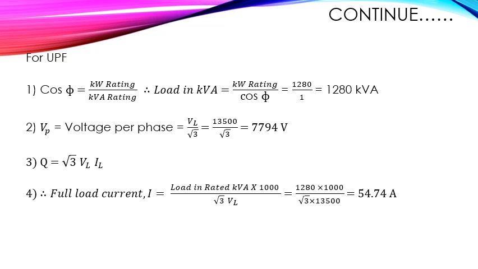That is 1280 into 1000 divided by root 3 into 13,500. So the full load current is 54.74 amperes.